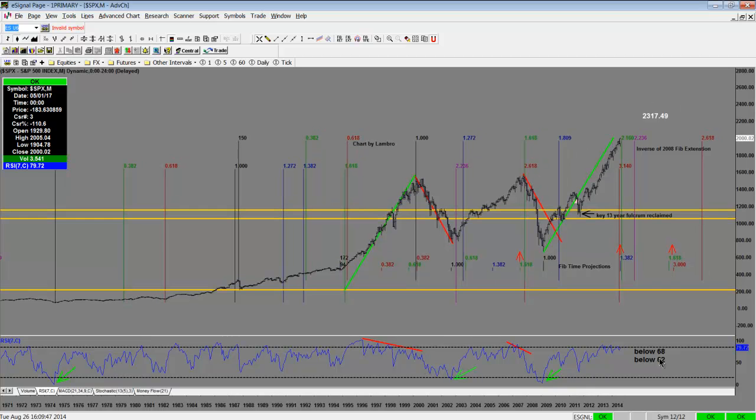But you'll notice down here below 68 and below 62, on the monthly RSI, I'm looking at 68 and 62 as two strengths of signal to the downside. We're at 79, 72 right now, so we have to break down a fair bit just to see those areas breached. That would indicate that we were likely going to pull back lower.